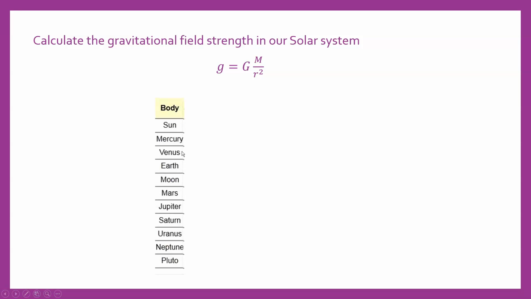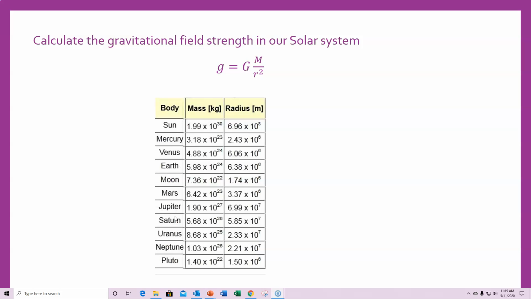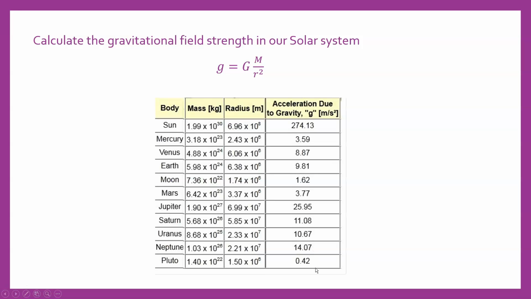Here we have a list of some of the major bodies in our solar system, along with their masses and radii. Pick a couple of these bodies and calculate the gravitational field strength at their surfaces. Pause the video now to do your calculations and then come back and check your answers. Well, how did you do?